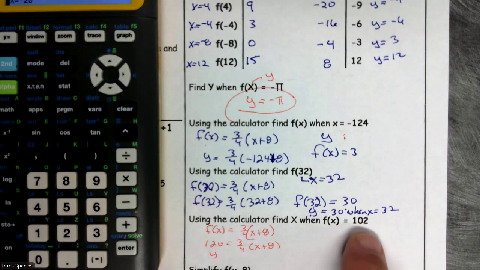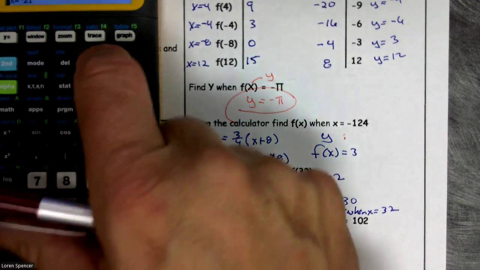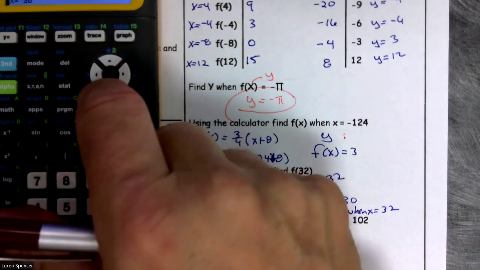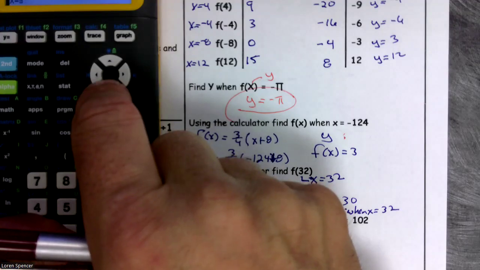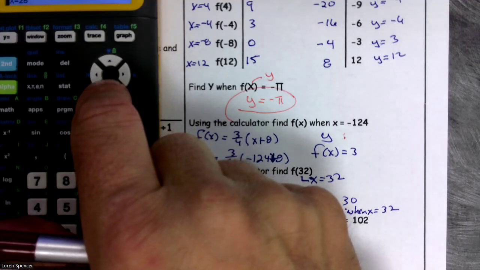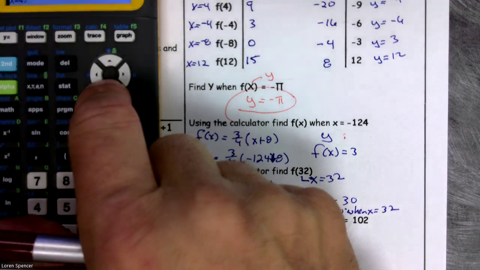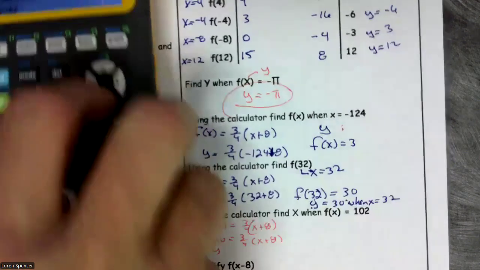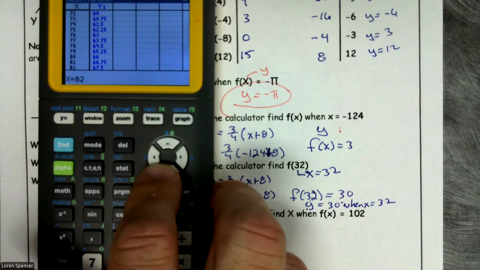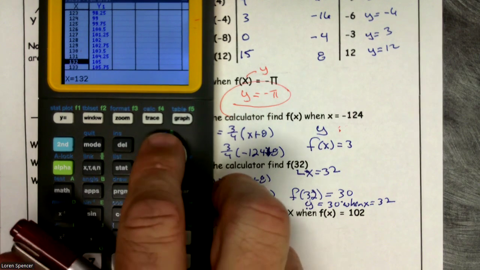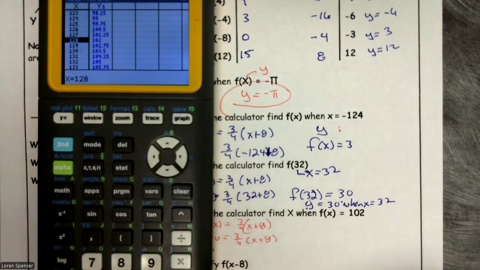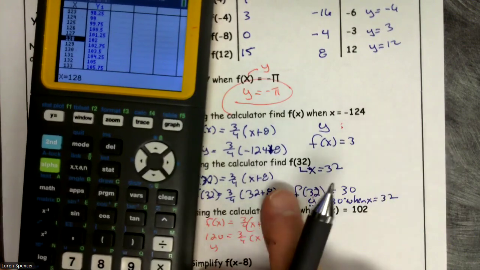And I'm going to look for 102. So I'm going to have to scroll down a long ways till I get to 102. Scrolling. See, I told you I had to scroll a long ways. And if you don't want to do all that scrolling, there is a shortcut, and I'll tell you how to do it in a moment.